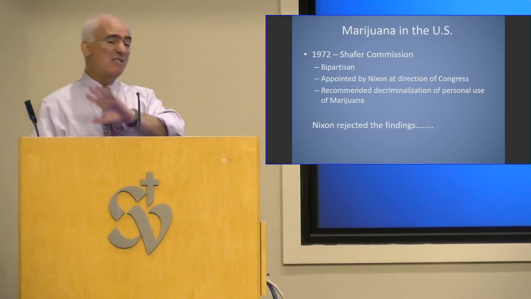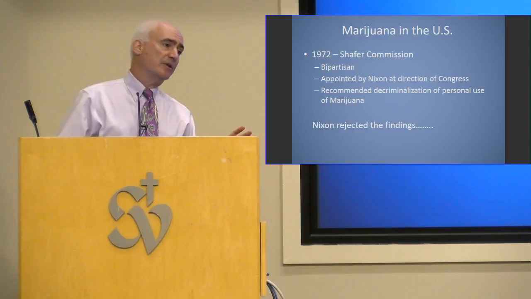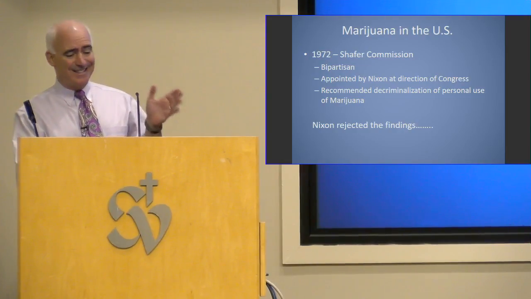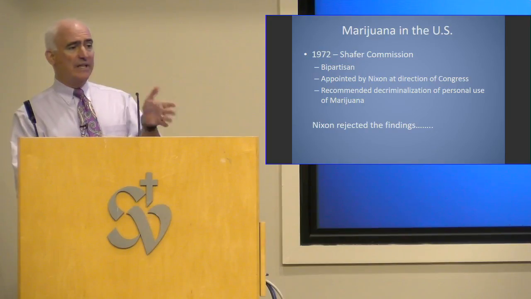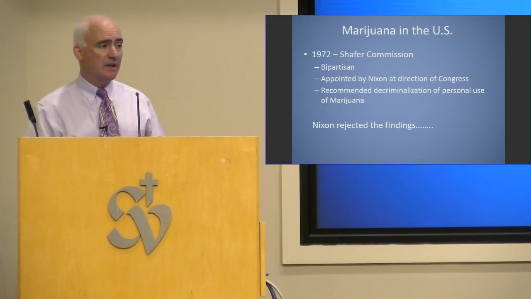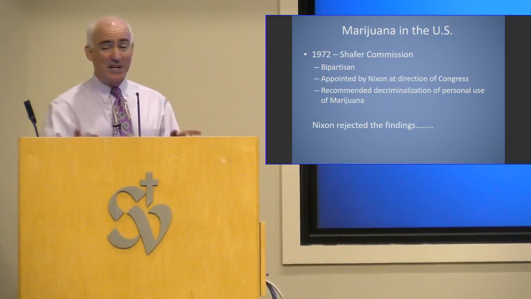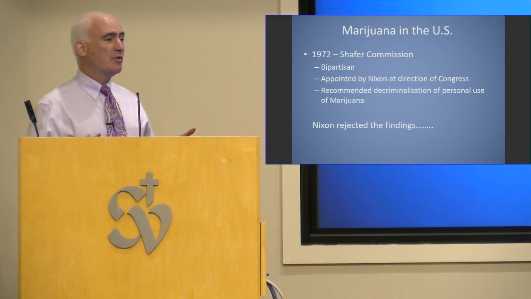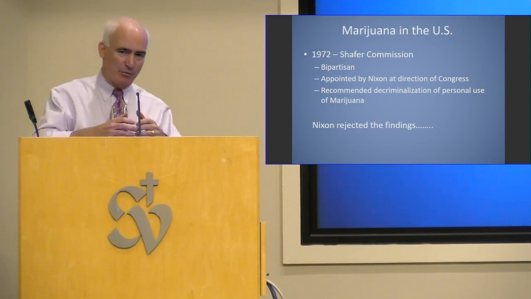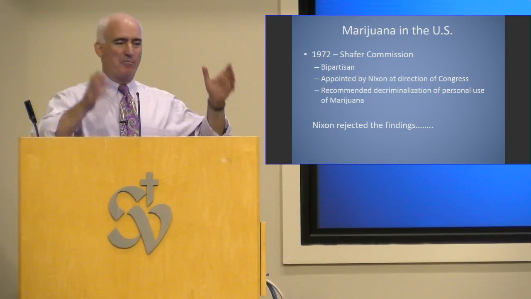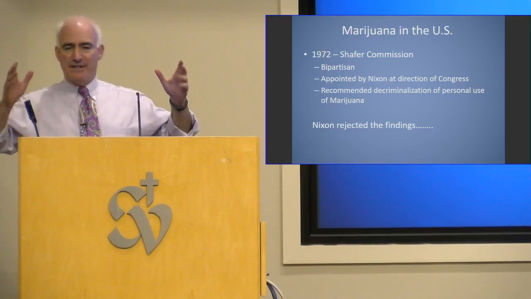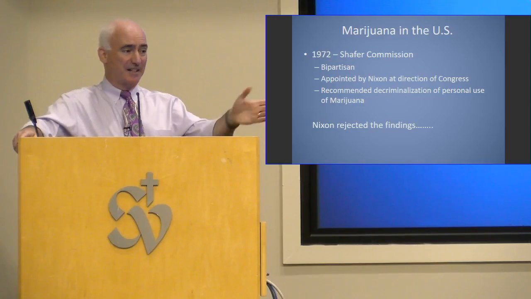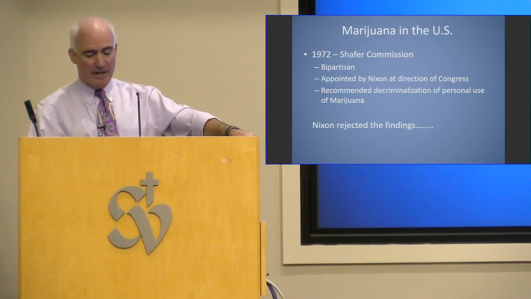Now we have to jump up, because nothing got done until 1972. This was the Schafer Commission, and it was actually appointed by Nixon. Nixon said, at the direction of Congress, we need to really look at this. It was a bipartisan committee, and their recommendation in 1972 was to decriminalize the personal use of marijuana. And Nixon rejected it entirely. So they set it up, the bipartisan committee, everyone looked at it, and they said we should be decriminalizing this. That was 1972, guys. So this is not, again, a new thing that we're looking at.